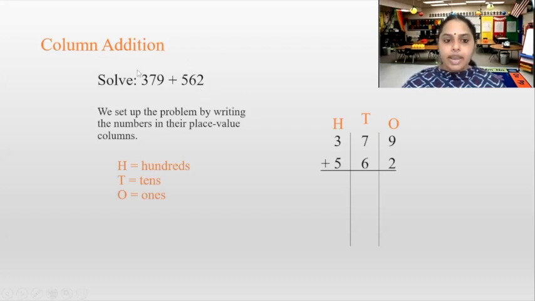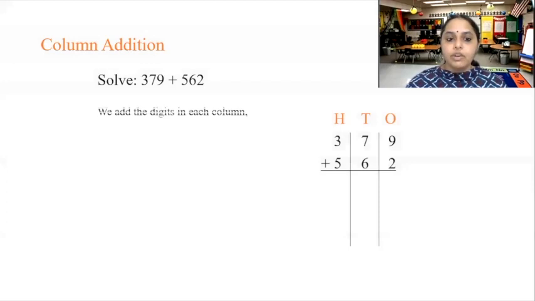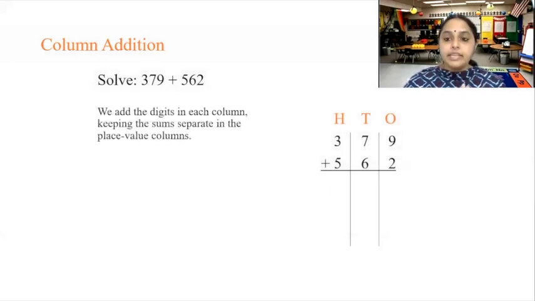When we have to add these numbers, the first thing you have to do is put them in the place value. Place the numbers according to the place value. Since here we are adding 3-digit numbers, we will have ones, tens and hundreds. I have placed both the numbers according to their place values. That is the first step. Next, we add the digits in each column separately.